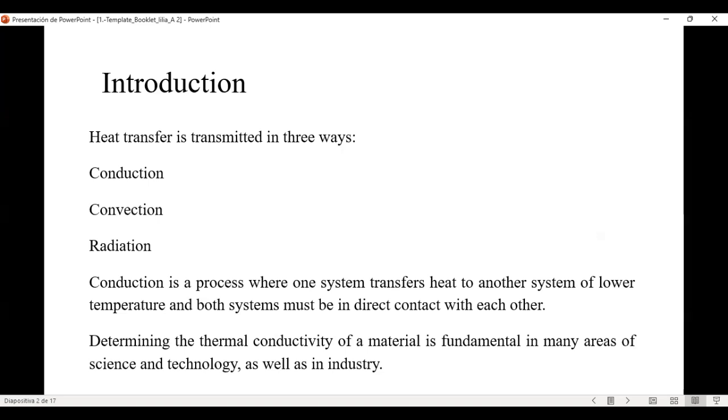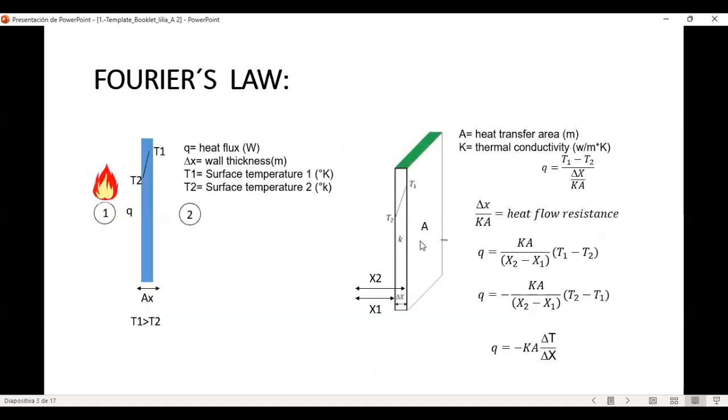Determining the thermal conductivity of a material is fundamental in many areas of science and technology, as well as in industry. Fourier's law regulates this type of transfer, and it is described as the heat flowing in a wall is the product of the thermal conductivity of the material by the difference in the temperatures of surfaces 1 and 2 over the thickness of the material per unit area. Thermal conductivity K is a variable that expresses the capacity of a material to transfer heat. It is expressed as watts per meter per degree Kelvin.